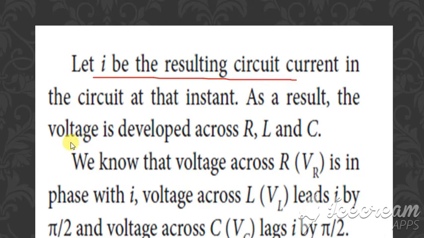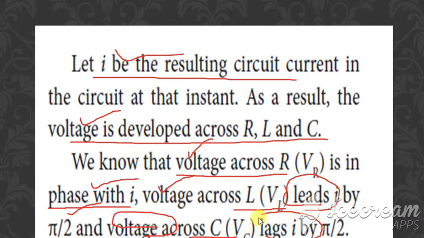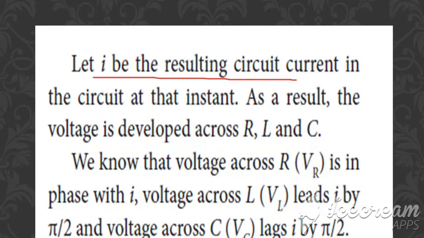As a result, the voltage is developed across R, L, and C. How is the voltage developed? Because of this current. Since there is a current, there is a voltage, and we know that voltage across R is in phase with I. This we have already seen in the resistor questions. Voltage and current are in phase. And in the same way, with the inductance, voltage leads the current. And for the capacitance, the voltage lags the current by the angle of pi by 2. Is it not? So these are the derivations we have already seen in the resistor, inductor, and capacitor questions.